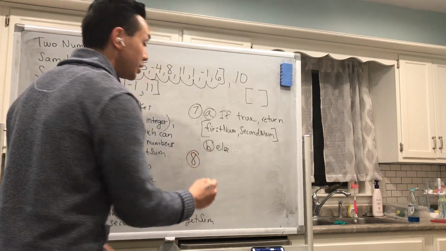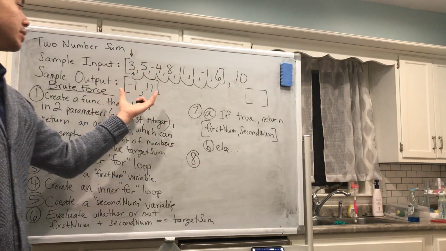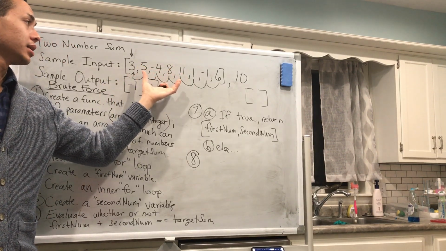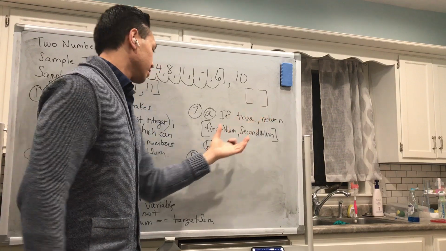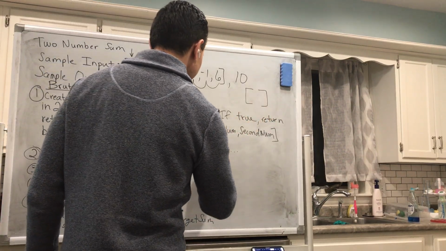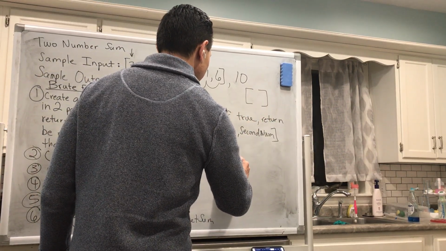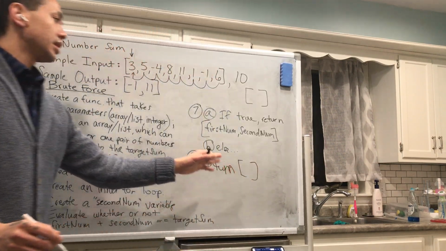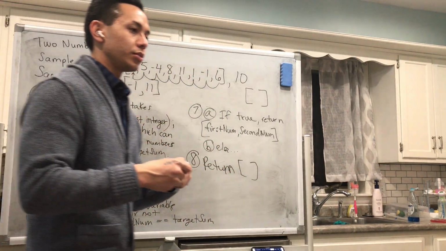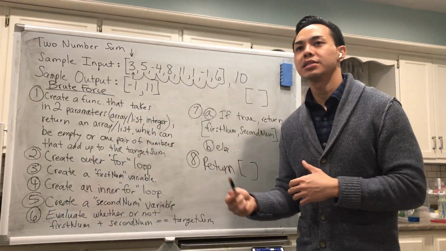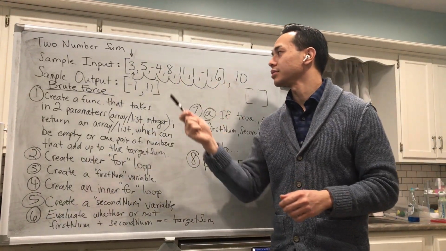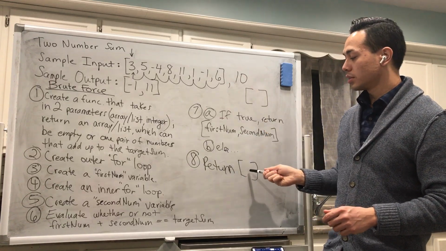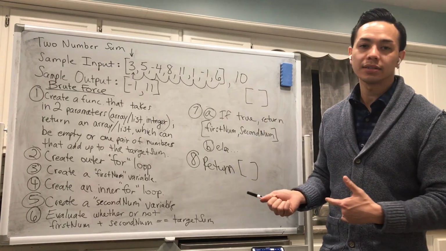Step 8. We do need to return something, though. Like we talked about before, it's either got to be a pair of numbers from the list / array or an empty array. So that's what we're going to do in step 8. We're going to return an empty array if the for loop goes all the way through. Sorry, if both nested for loops iterate through the entire list and there's not two numbers in there that add up to the target sum, we're going to return this empty array / list.